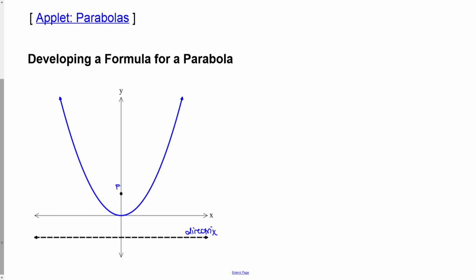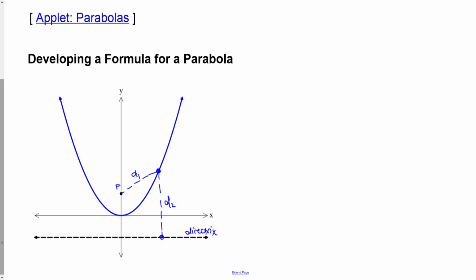Now, those two objects, every single point on the parabola is going to be at equal distances between the focal point and the directrix. So what I need to do then is define these two distances. I'll call them distance 1 and distance 2.